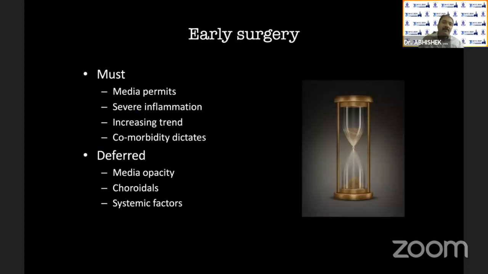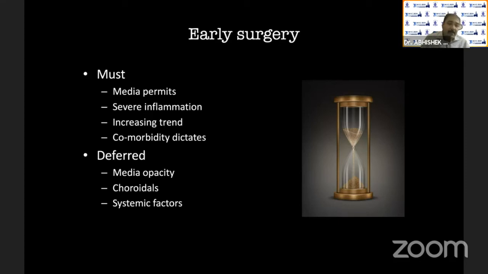Also, early surgery is a must. If the media permits, even if there is severe inflammation, you should go for early surgery. There is an increasing trend with the instrumentation to not wait conservatively with endophthalmitis. And if there is a comorbidity like RD or a foreign body, then of course there's no question, you have to go for early surgery.